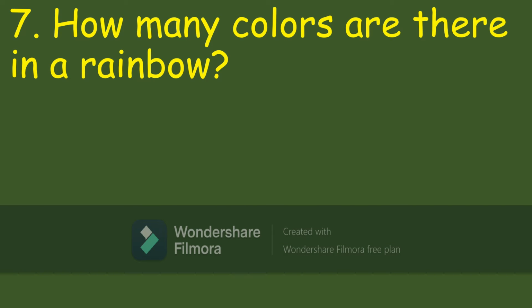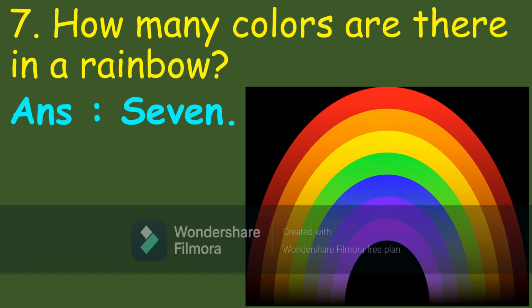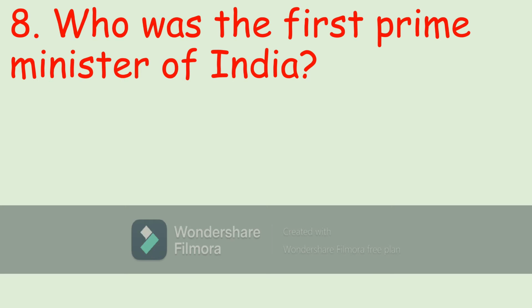How many colors are there in a rainbow? Answer is 7. See the image of the rainbow. Question number 8. Who was the first Prime Minister of India?